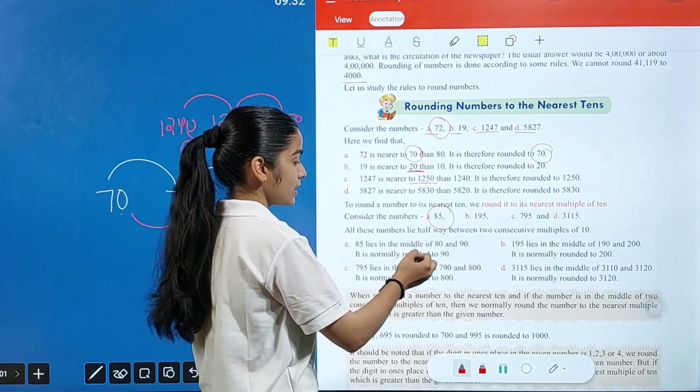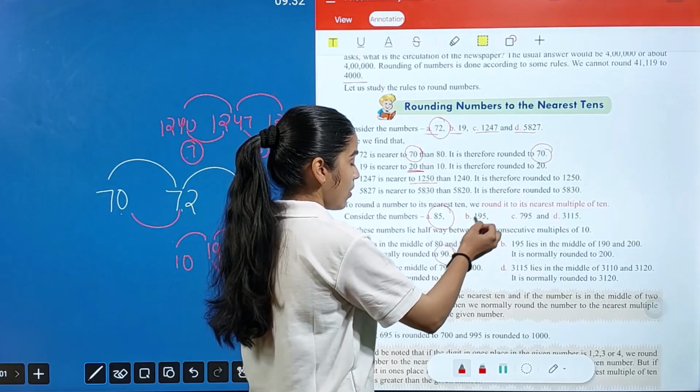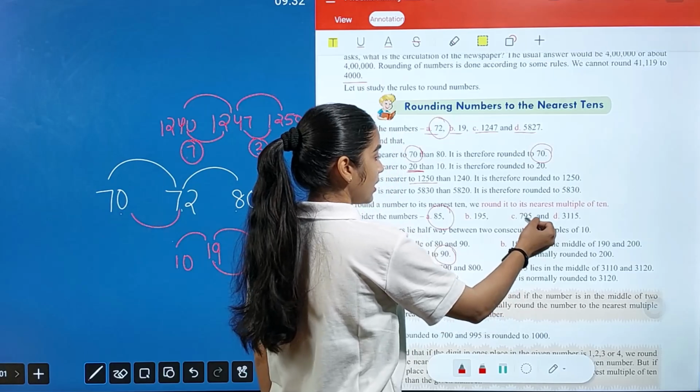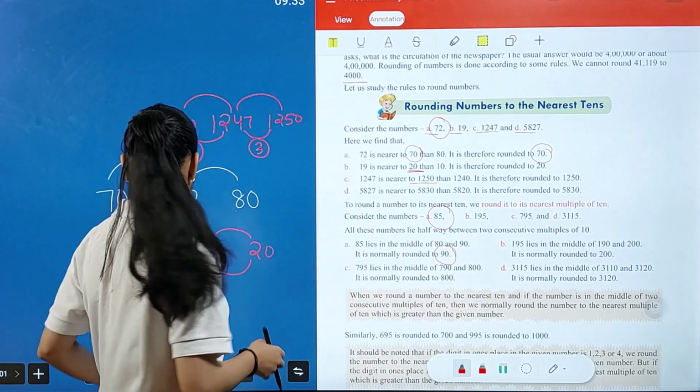So for example, we have 85. So 85 lies in the middle of 80 and 90. It is normally rounded to 90. 195, again this will be rounded to 200. 795, again we have the same distance.